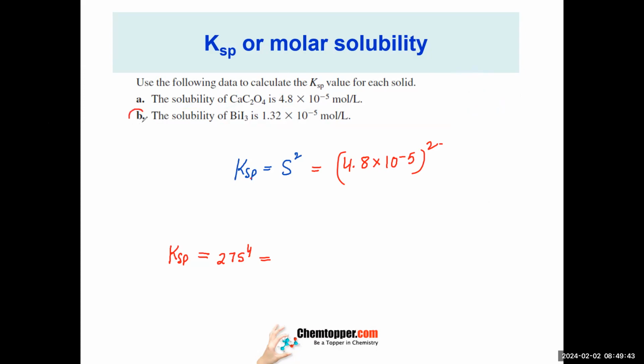Now B part. The solubility is given. This is moles per liter. This S is given. So 27 times 1.32 times 10 raised to minus 5, raised to power 4. And solve it. And don't put any units. No units. Equilibrium constant has no units by convention. Can I clear this? So this was a very simple question. Solubility is given, identify the salt.